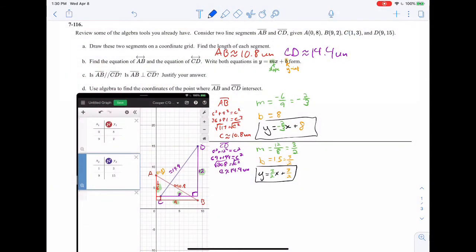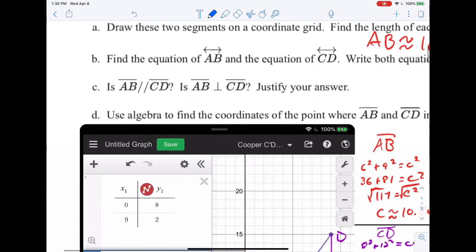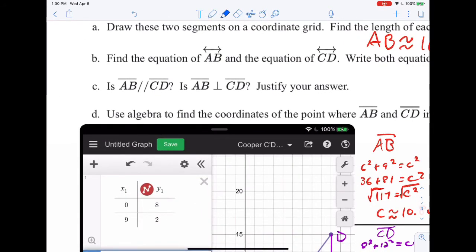On to letter C. Is AB parallel to CD? Is AB perpendicular to CD? Justify your answer. So before you get started on this, remember, or let me ask you, what does it take for lines to be parallel, and what does it take for lines to be perpendicular? I'll give you a hint. You can tell by looking at their slopes. Hit pause and see if you can find what we need to look for to determine if they're parallel or perpendicular.